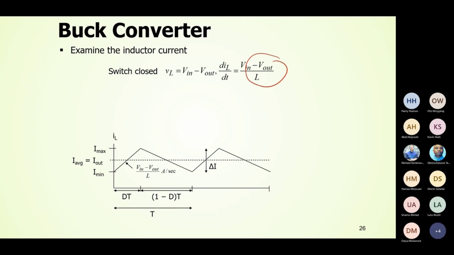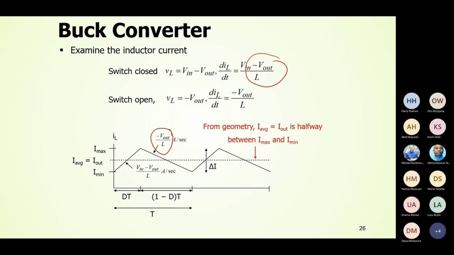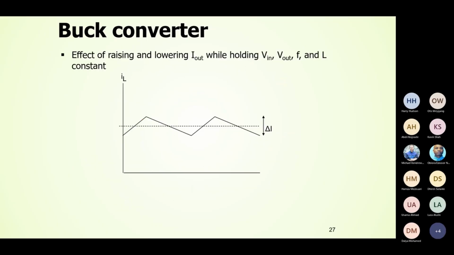(Vin - Vout)/L. Similarly, here we have the formula when the switch is off: -Vout/L. And from geometrical sense, we know that I average is actually halfway between I max and I min.